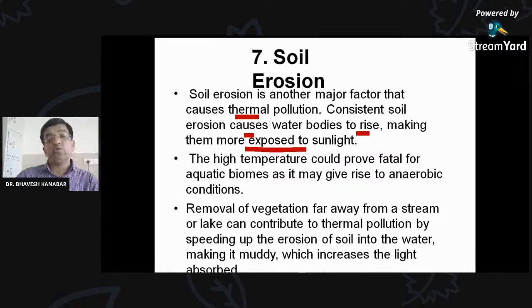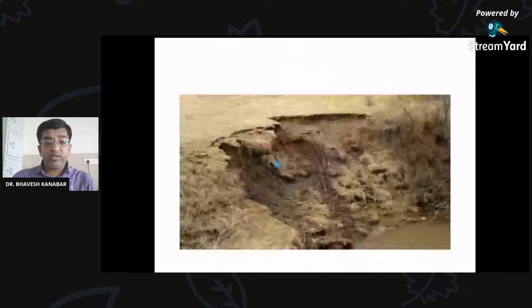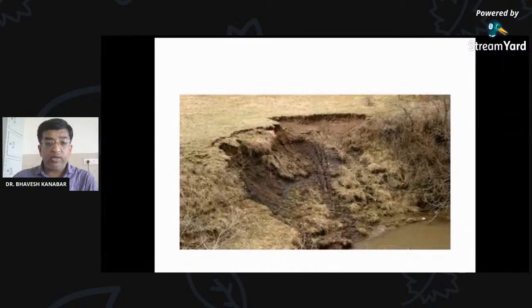So because of the soil erosion, water bodies will rise from the earth, so that it will lead to the water being more exposed to the sunlight, and high temperature could prove fatal for the aquatic animals, aquatic biomes. Removal of the vegetation far away from the stream or lake can contribute to thermal pollution by speeding up the erosion of the soil into the water, making it muddy, which increases the light absorption. You can see in this photograph this type of soil erosion.